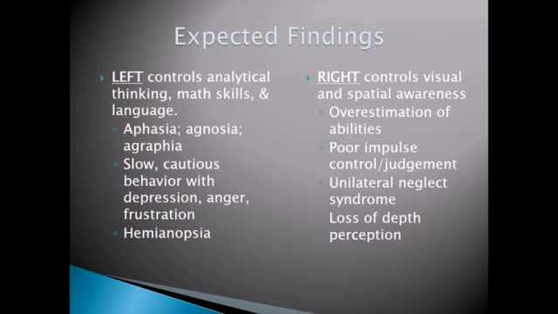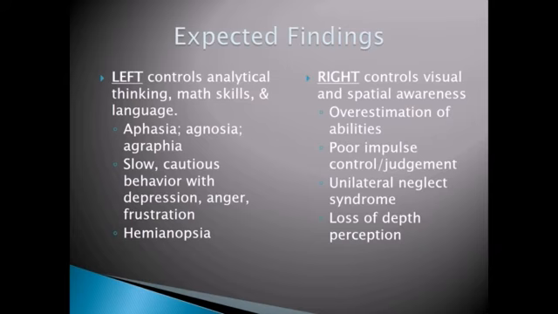Okay, all stroke patients are a safety risk, but these ones kind of take it to the next level because they're so impulsive and they don't recognize their limitations and they have poor short-term memory and they overestimate their abilities. So major, major safety risk.